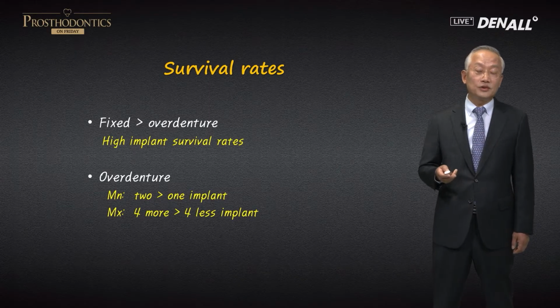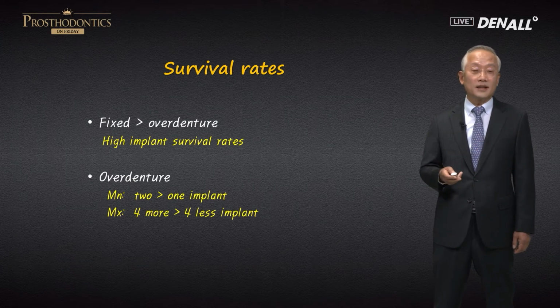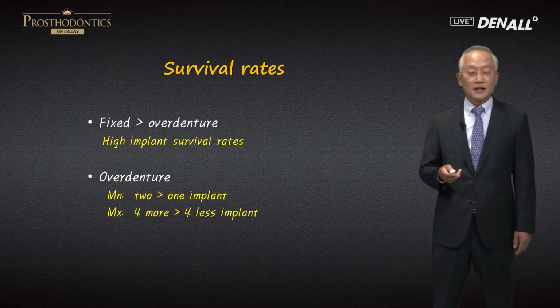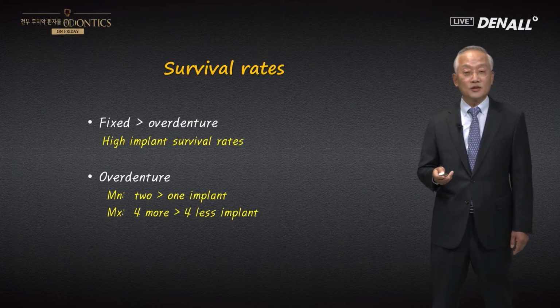The survival rates for fixed and overdenture are both quite high. However, if you compare them one-on-one, fixed shows a higher survival rate. For overdenture, if you use more than 2 implants in the lower and 4 implants in the upper, the success rates are higher.